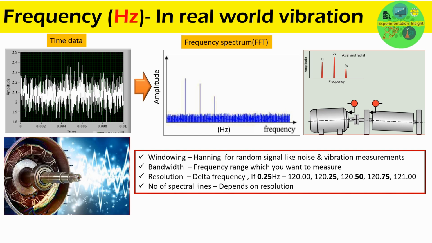We need to define the bandwidth frequency of the FFT based on the measurement frequency range of interest, and define the resolution of the FFT, which is nothing but the delta frequency. If it's 0.25 Hz, then every 0.25 Hz will be an increment. For example, 120 Hz, then 120.25 Hz, and the number of lines will be automatically assigned based on the resolution and bandwidth selected in the FFT.